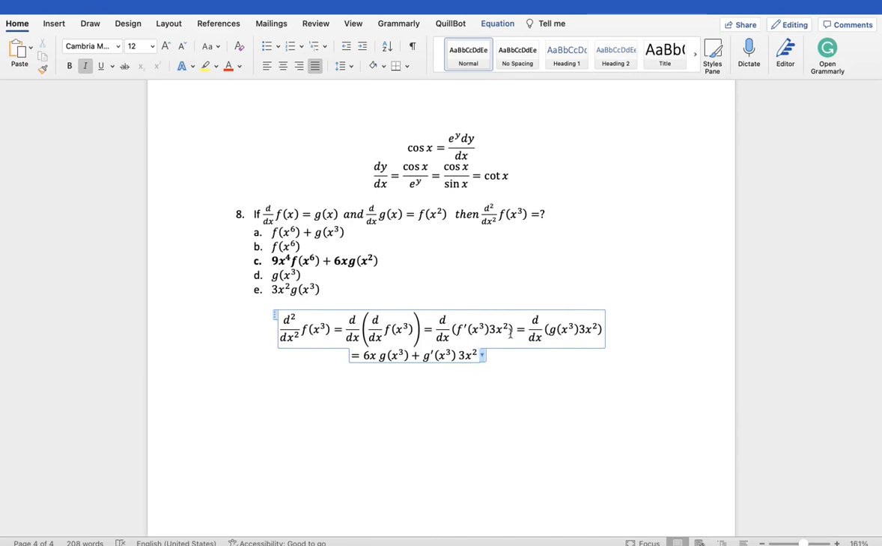But now remember that, as you said, the derivative of g of x is just f of x squared. So the derivative of g of x cubed is just f of x cubed squared, which is f of x to the 6. Let me just write it down so it makes more sense: f of x cubed squared.